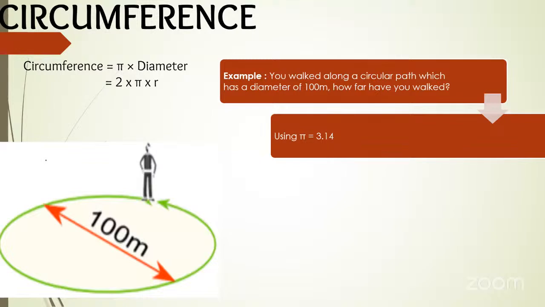Pi is 3.14. The diameter is 100. So 3.14 times 100 gives you 314 meters. All right. Thank you so much for that.